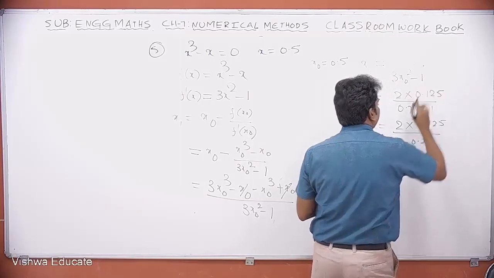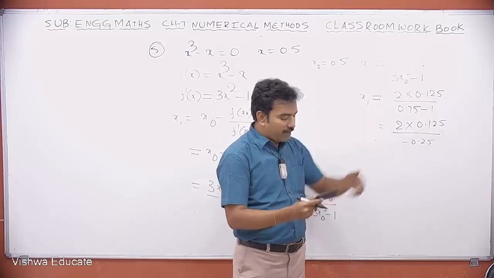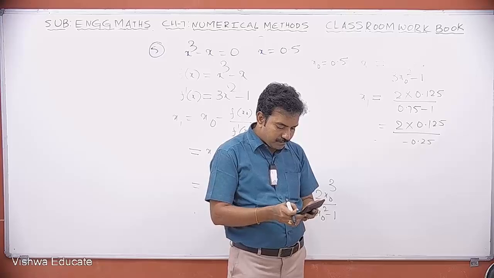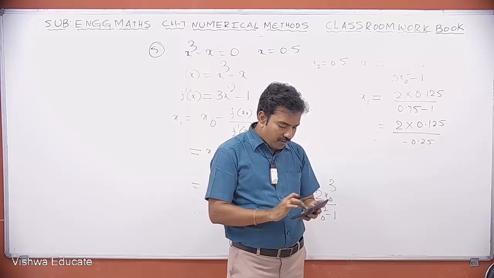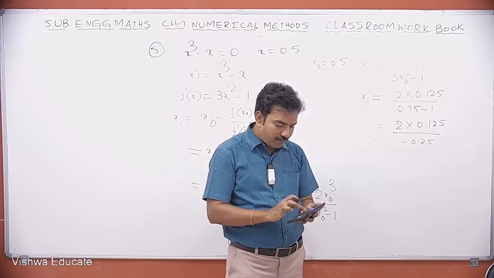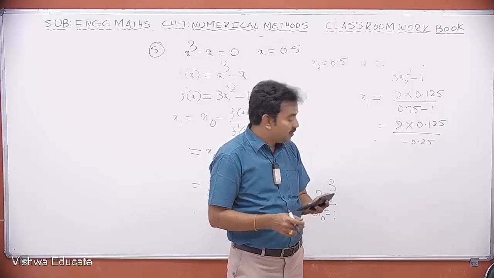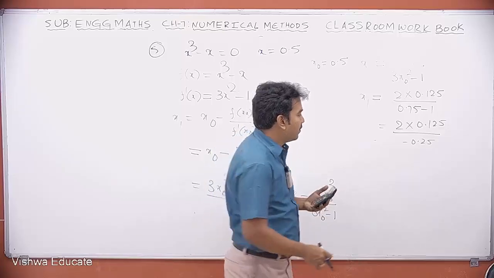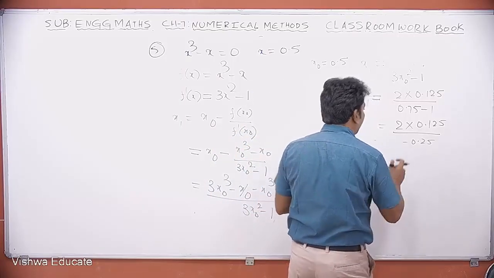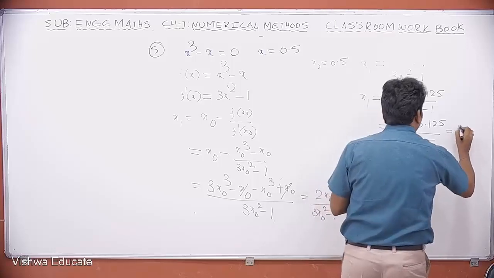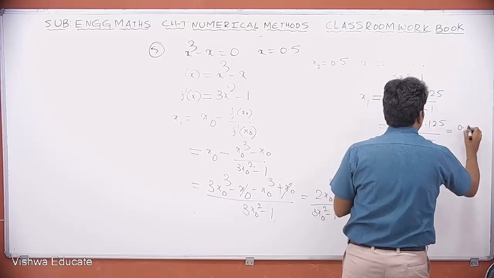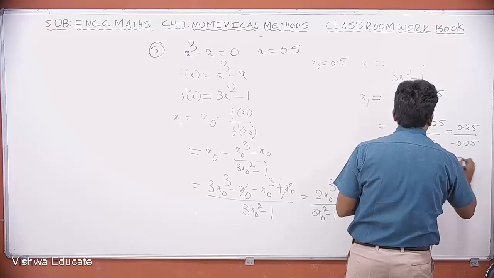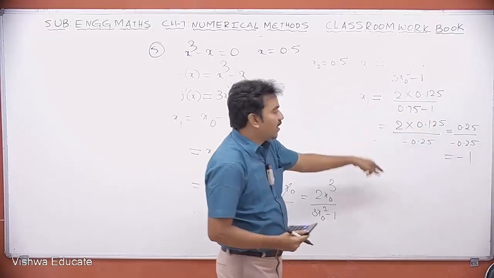Let us cross check this. So this is 2 into 0.5 whole cube. So this is 0.5 into 0.5 into 0.5, 0.125 into 2. Yeah, this is 0.25. This value is 0.25. The total expression gives me 0.25 divided by this is minus 0.25. So this gives me minus 1. So x1 is minus 1.